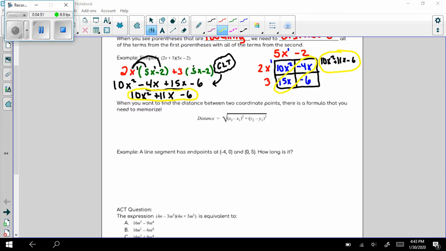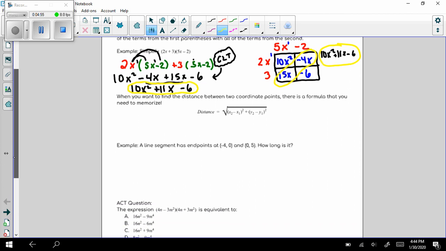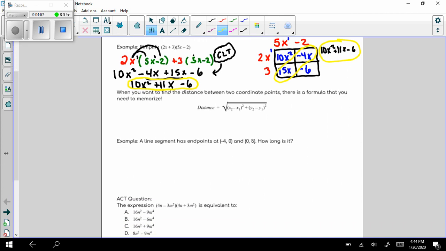Okay, so the top part was about foiling. The second part is about distance. And when you want to find the distance between two coordinate points, there's a formula that you need to memorize. And this is super, super important for this section here. So this is the distance formula.